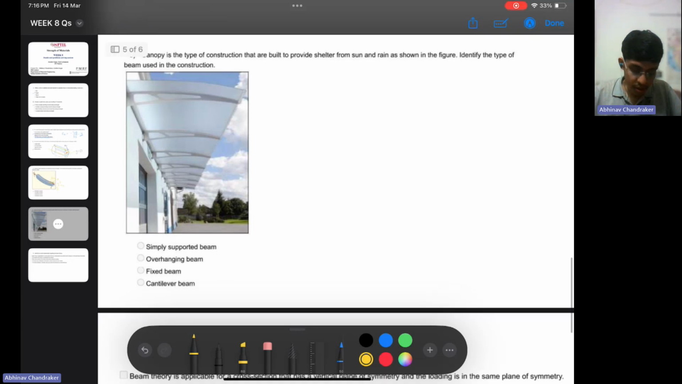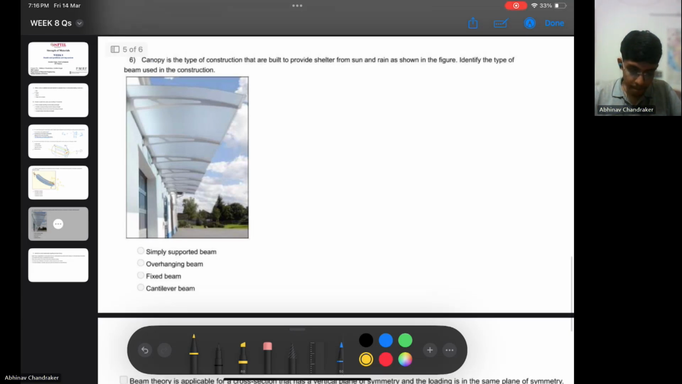Now let's go to question 6. We have a canopy and we have to identify what kind of beam is being used in this construction. So let's look at where the beams are. These are the beams which are taking the load of the roof, the glass roof which can be seen. These are beams.